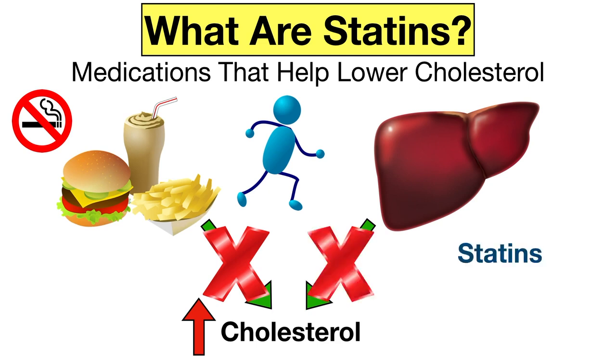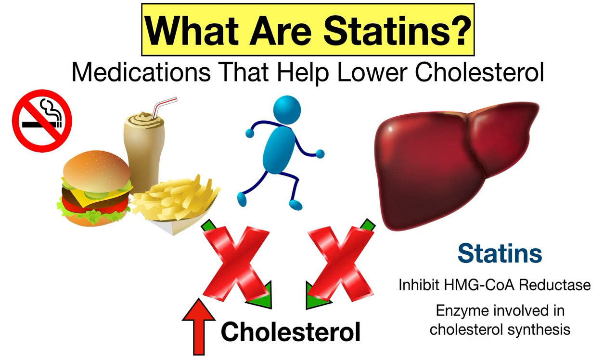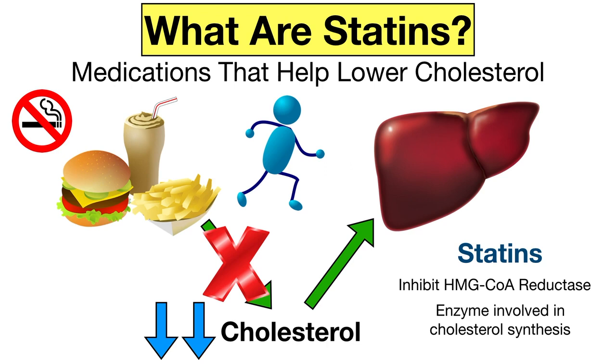Statins block cholesterol synthesis in the liver. In other words, statins block the liver from producing cholesterol. Specifically, statins inhibit HMG-CoA reductase, which is an enzyme involved in cholesterol synthesis. Since the liver is not making as much cholesterol, it takes cholesterol out of the blood because it needs it to make bile. So statins help decrease cholesterol levels by blocking cholesterol synthesis in the liver and by the liver taking up cholesterol out of the blood so it can be used to make bile.